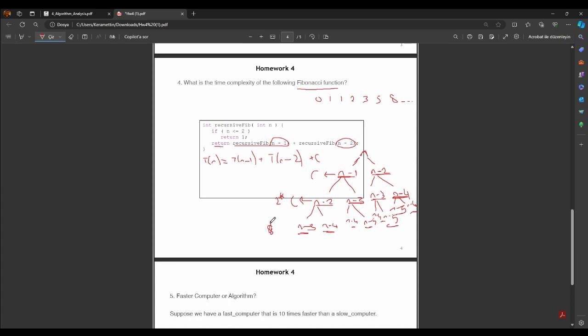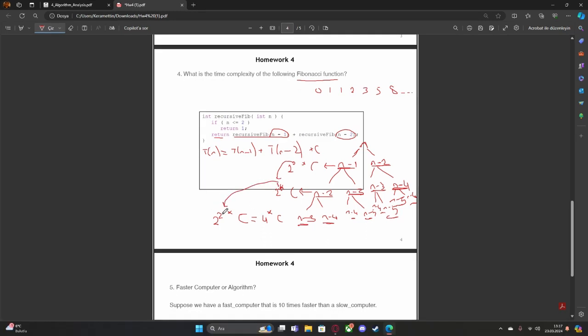But it will be, of course, not 8. It's going to be 4 times c, and we can say that it's equal to 2 squared times c, and as you see here, we can say that 2 to the 0 times c. As you see here, it is increasing one by one in each step, and we can say that it's going like 2 to the n minus 1 times c.